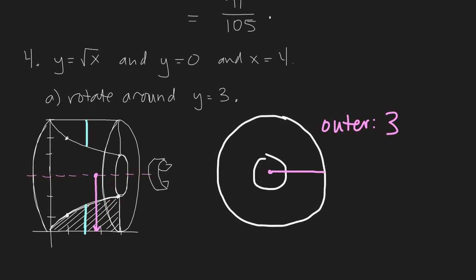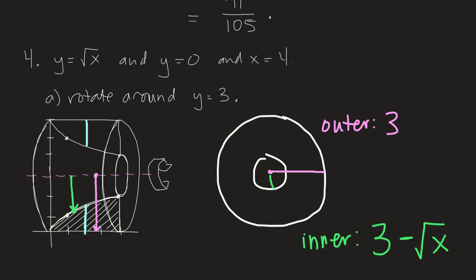So here's the inner radius. That goes from here to there. How do I figure out what that radius is? Well, that's my outer radius minus whatever my y value is. And how do I find the y value? By taking the square root of x.